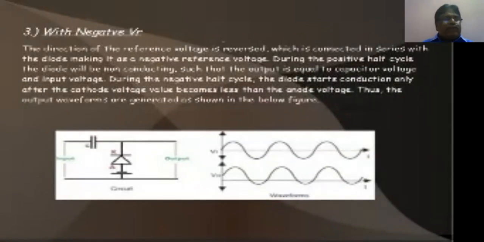With a negative reference voltage, the direction of the reference voltage, which is connected in series with the diode, is reversed, making it a negative reference voltage. During the positive half cycle, the diode will be non-conducting, such that the output is equal to the sum of the capacitor voltage and the input voltage. During the negative half cycle, the diode starts conduction only after the cathode voltage becomes lesser than the anode voltage. Thus, the output waveforms are generated as shown in the figure below.